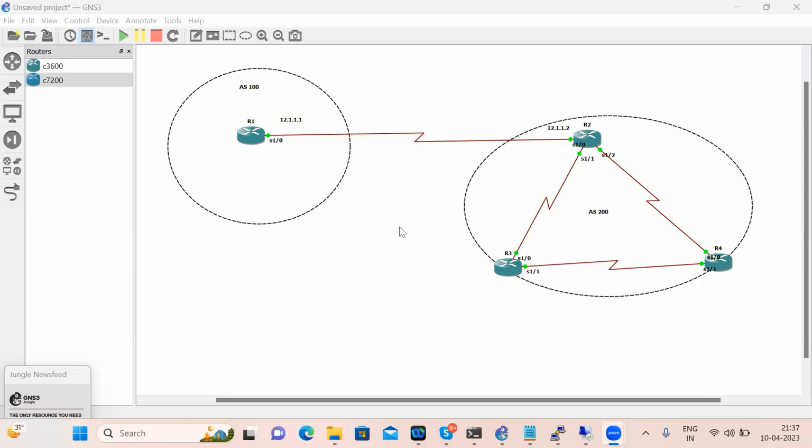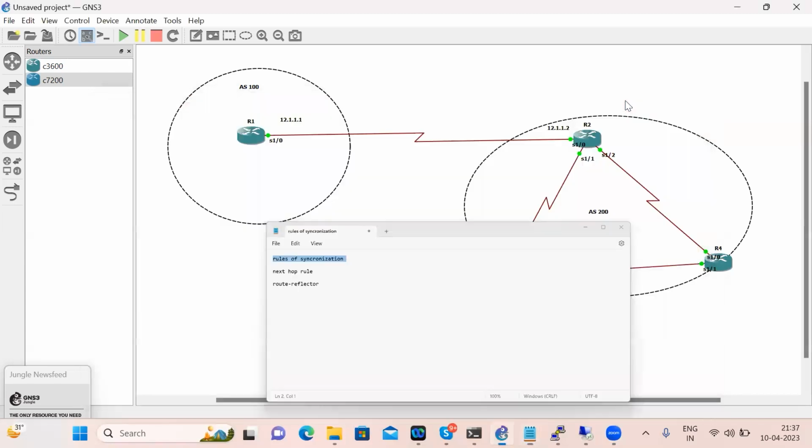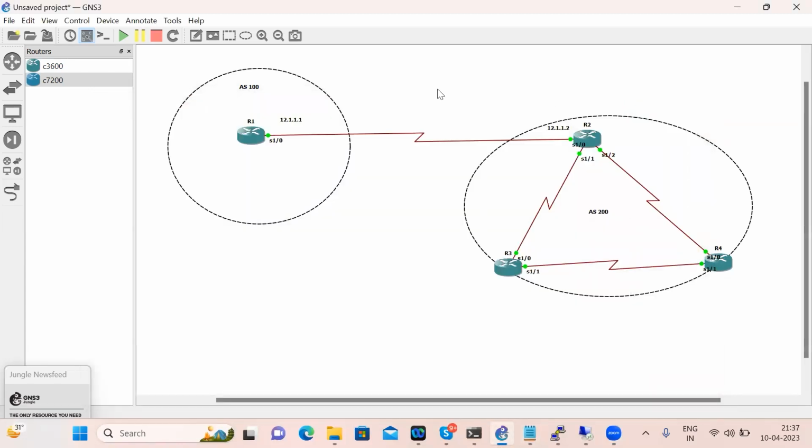Yes, sir. Okay. So before implementing BGP, you have to remember a set of rules. There are three different rules. The first rule is the rule of synchronization. Normally this says rule of synchronization. What does the rule of synchronization say? If you don't remember this set of rules, your BGP will not get fully converged.